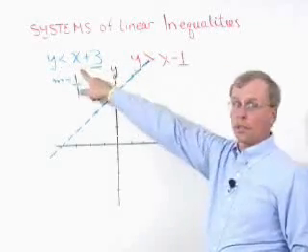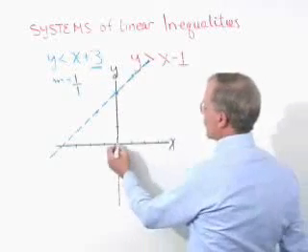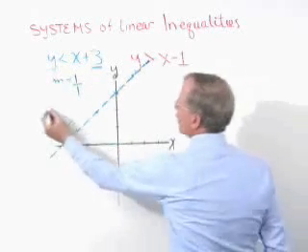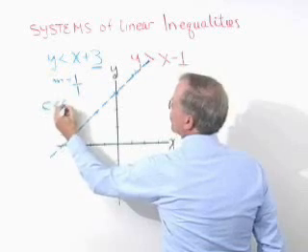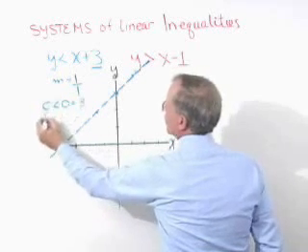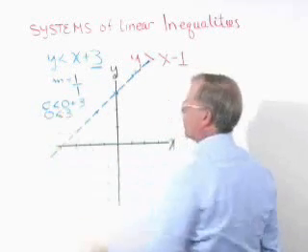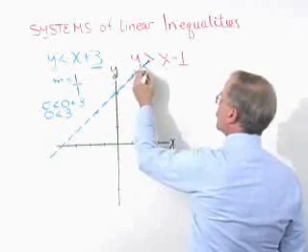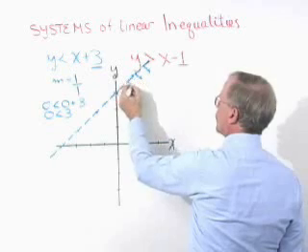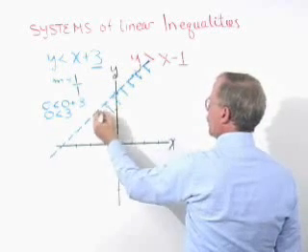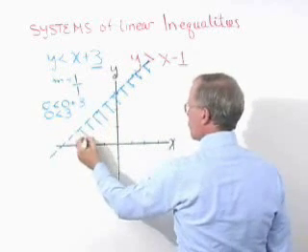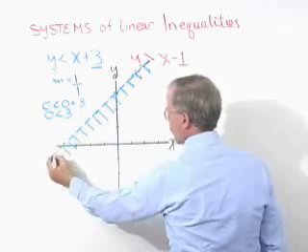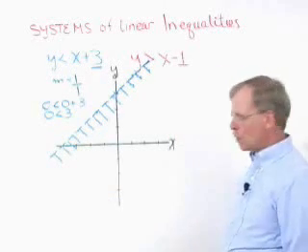this one inequality. Let's use our checkpoint of (0, 0). Is 0 less than 0 plus 3? Is 0 less than 3? Well, the answer to that is yes. So everything on this side is a solution. Now you'll see why I'm not drawing great long lines like I did before in a moment.